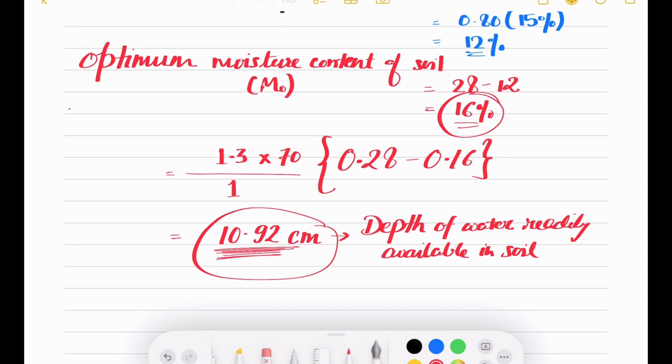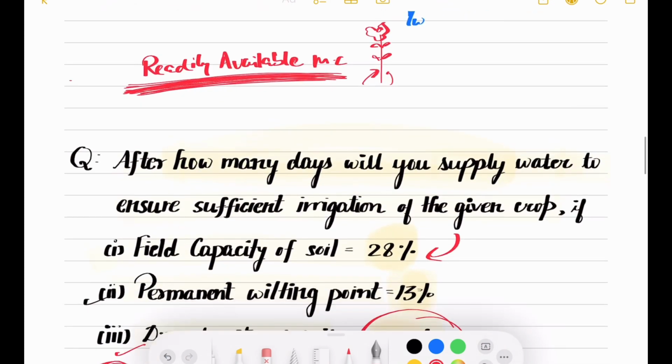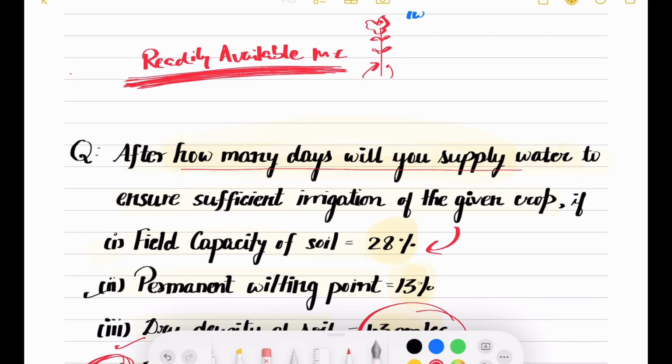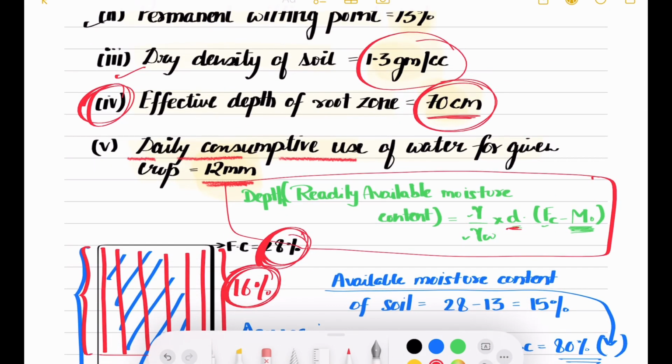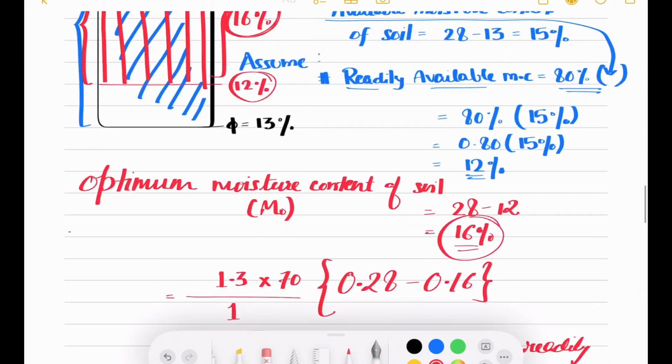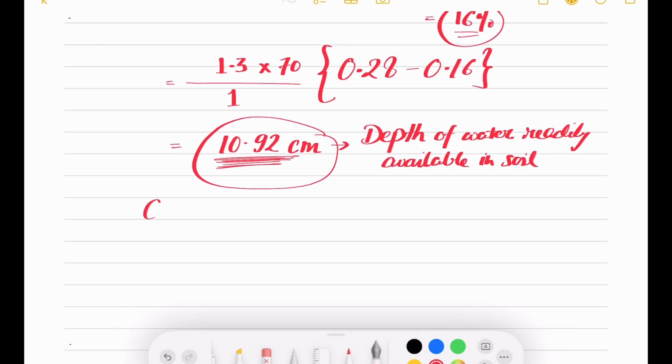We want the water to be at this level every time. So we don't want the water to go below this. As soon as, after a number of days, the water goes below this, then we'll again do the watering, right? So now let us find out the interval of watering, like after how many days we have to supply the water. The consumptive use Cu is given as 12 mm, right? Since here the unit is centimeters, let's convert this also into centimeters. So this is 1.2 centimeters.